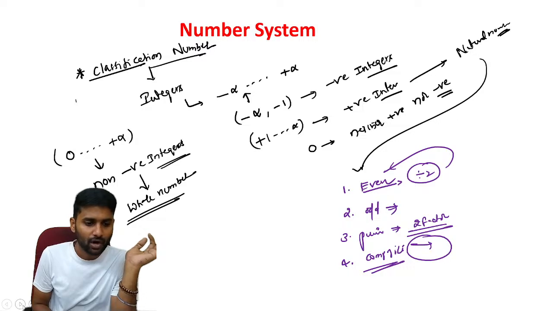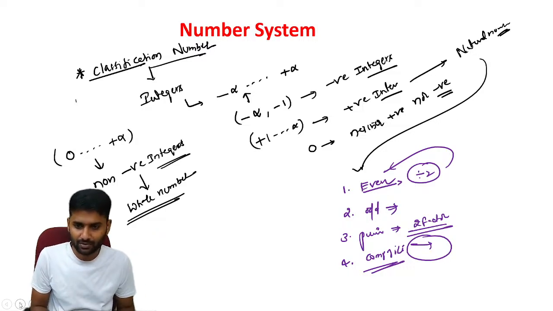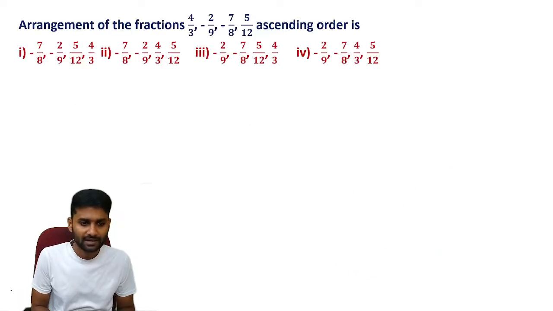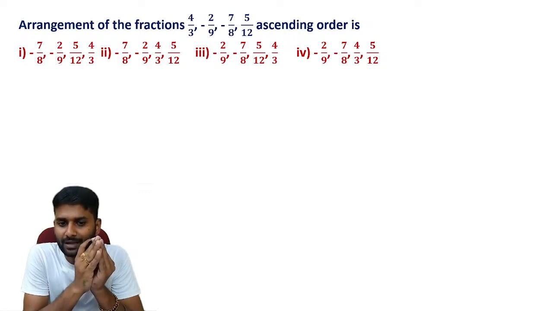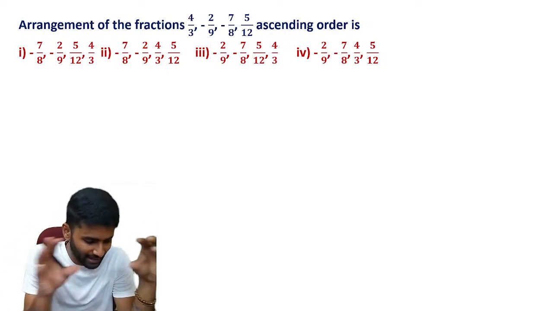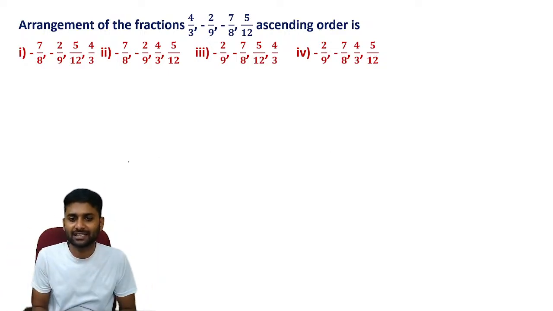Now, you have to understand fraction calculations. We'll see everything in the example. Next, see this information. Arrange the fractions 4 by 3, minus 2 by 9, minus 7 by 8, and 5 by 12 in ascending order. We have to arrange all these fractions into ascending order.